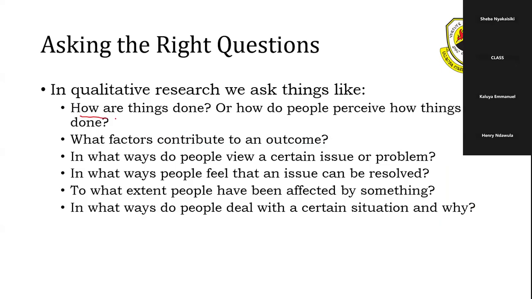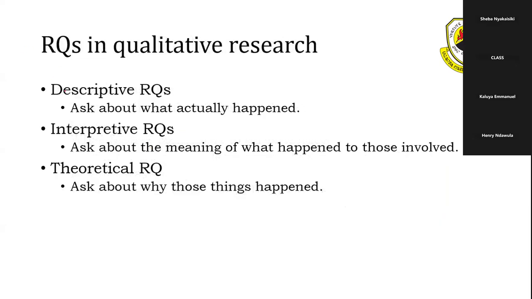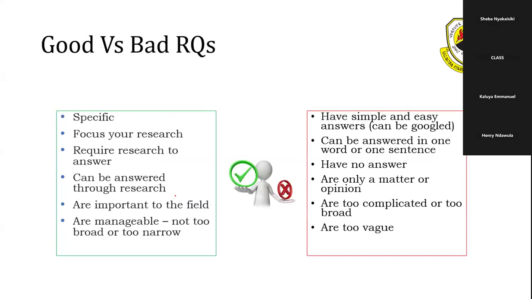Asking the right, how are things being done? How do people's perspectives? These are just examples of things that you can ask as we formulate qualitative research questions. What factors contribute to? In what ways do people view? So these are all seeking to understand, to explore. So you can have descriptive research questions that ask about what actually happened. Interpretive, they're asking about the meaning of what happened to those involved. Then theoretical, ask about why those things happened.